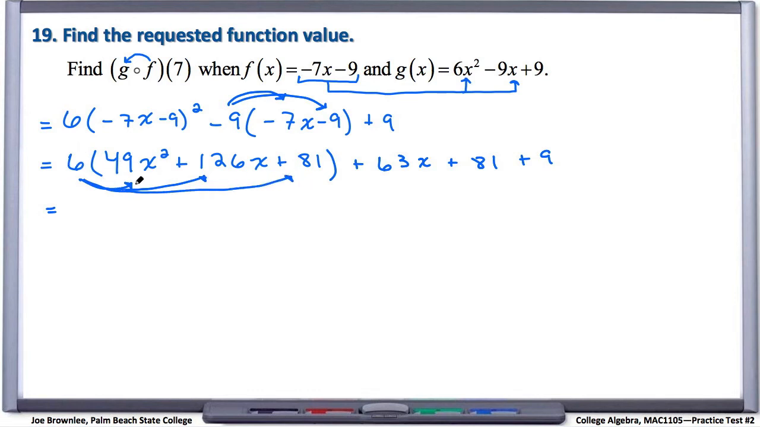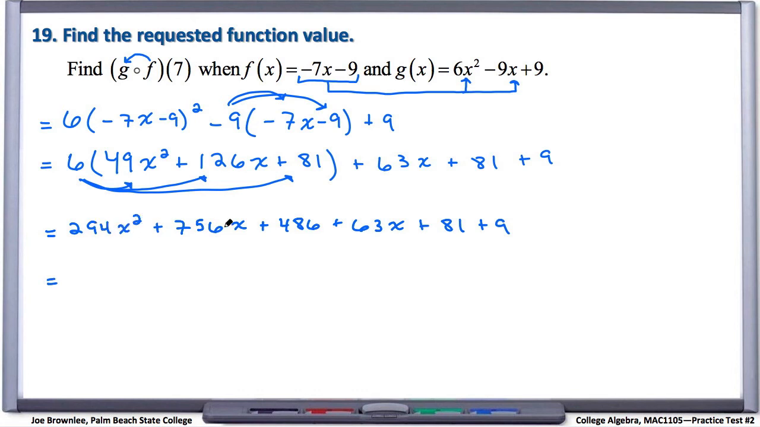All right, let's go ahead, clean this up again by distributing this 6 through our trinomial here. So we have 6 times 49x squared. That'll give us 294x squared. And 6 times 126x will give us 756x. And 6 times 81 will give us 486. And then plus 63x plus 81 plus 9.